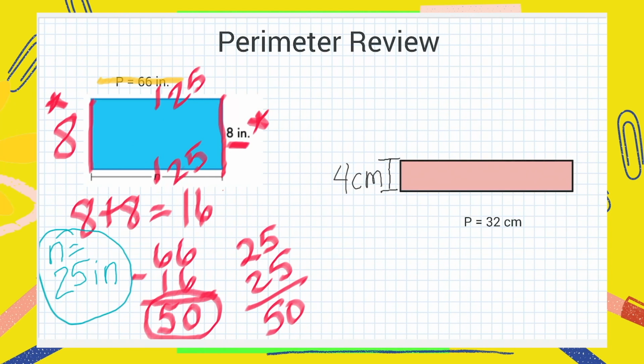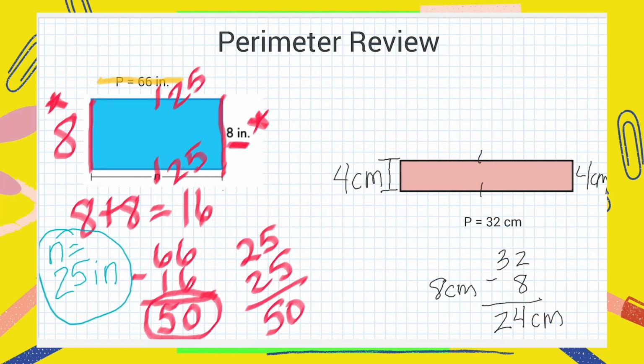So if this side is 4 centimeters, what do I also know? I know the corresponding side. So I have 4 centimeters and 4 centimeters. That gives me a total of 8 centimeters. If the total perimeter is 32 centimeters, I can do the same thing I did in the other problem. 32 minus 8 equals 24 centimeters left.